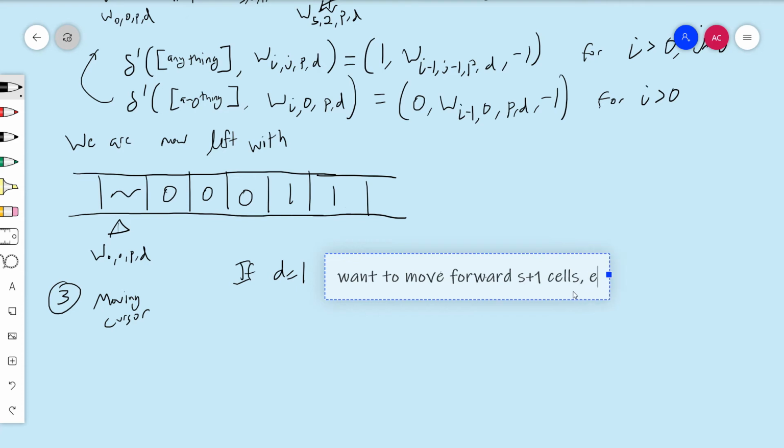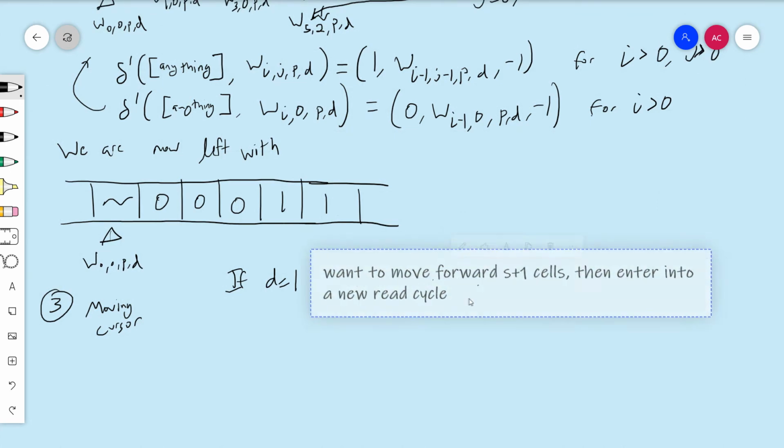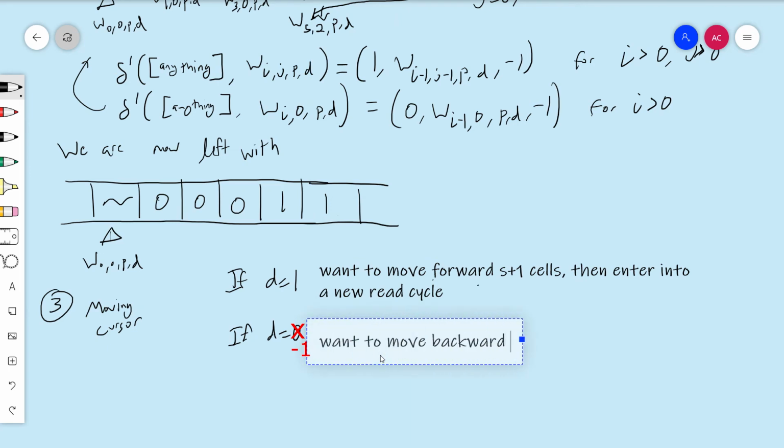Enter into a new reading cycle. Okay, so that's the case d equals 1. And then if d equals 0, we want to move backward. How many cells again?